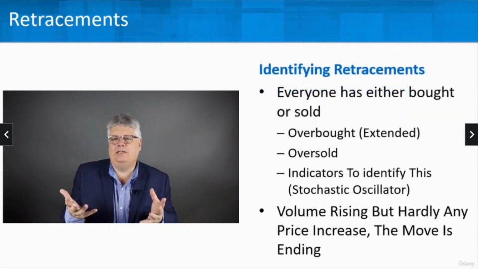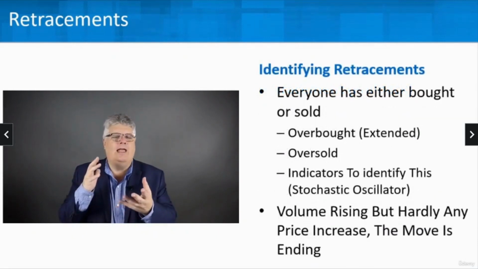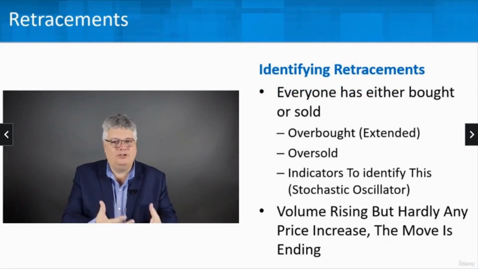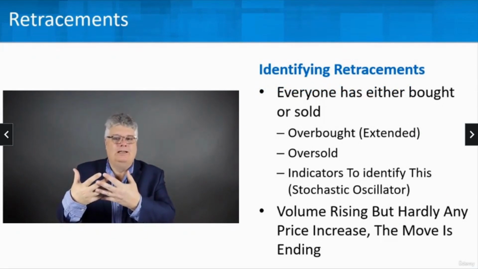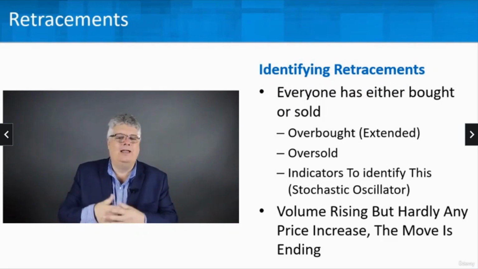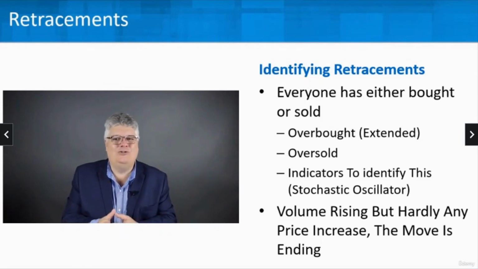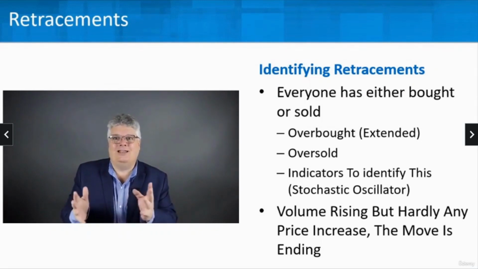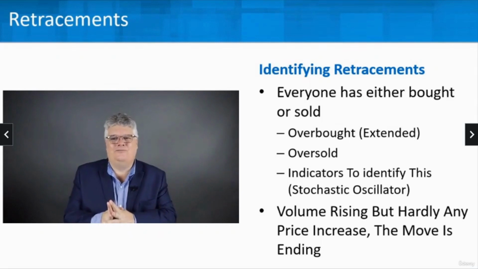And sometimes you might see retracements, for example, where everyone has either bought or sold, right? There's an overbought situation where everybody who wanted to buy has already bought, so it's extended and has a natural kind of come back. Same thing if something's oversold. And then we have these tools that can help us with that. One is the stochastic oscillator, which is a fun thing to say.